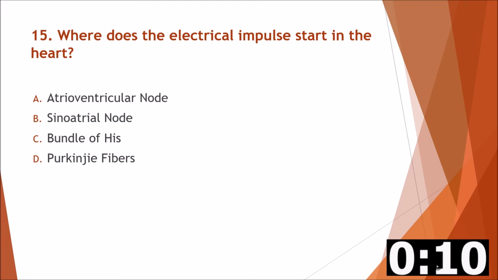Next one, where does the electrical impulse start in the heart? A, atrioventricular node, B, sinoatrial node, C, bundle of His, D, Purkinje fibers.